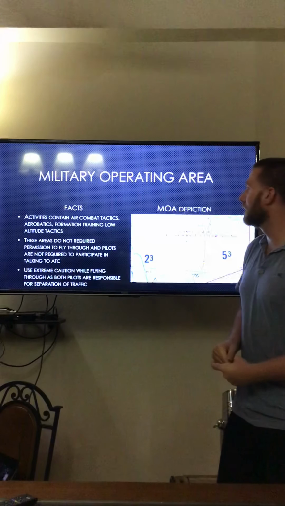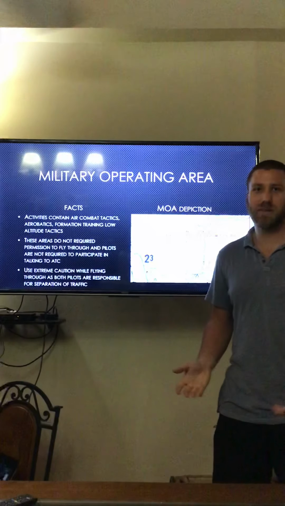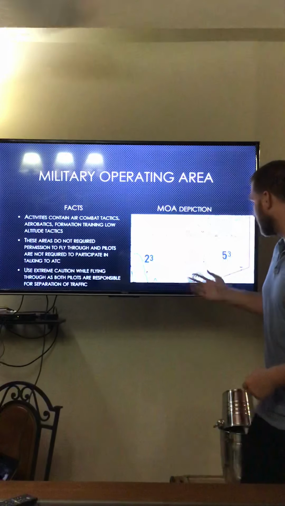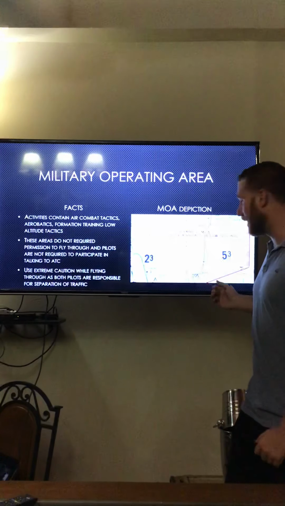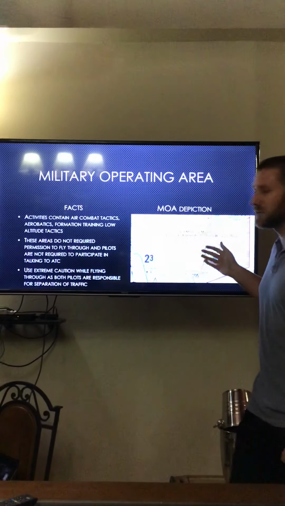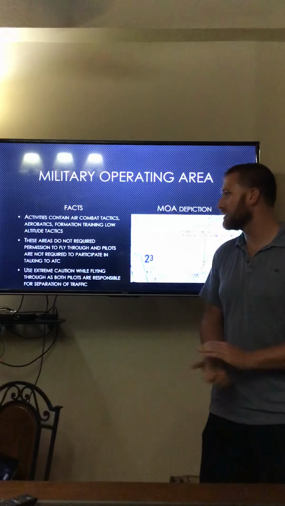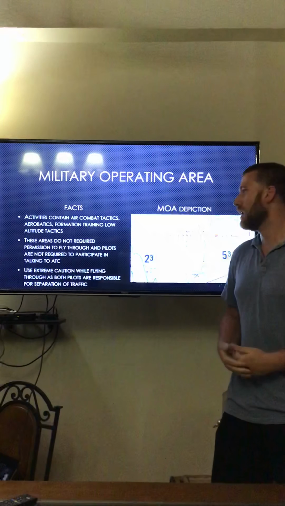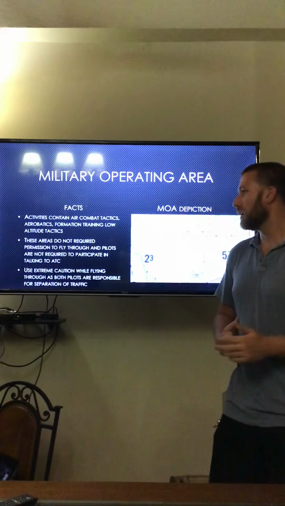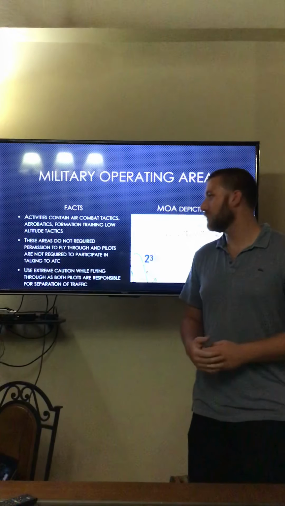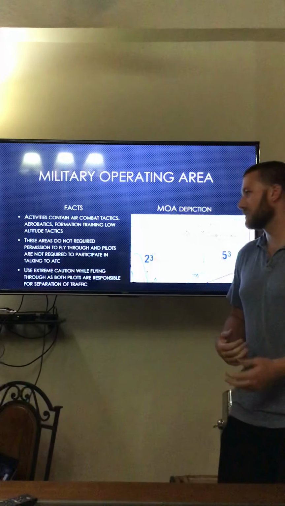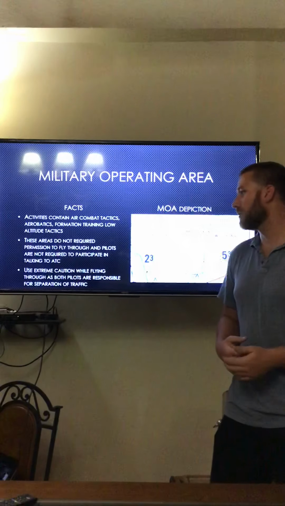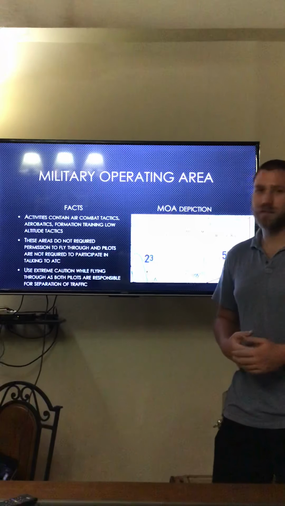The next one we have is the military operating areas, MOAs. We see these a lot on the sectional charts. I'm pretty sure everyone's aware of MOAs. Here on the sectional chart, it will be a magenta line with the hash marks depicting where it is on the sectional chart. And the facts is activities contain air combat tactics, can be training for low altitude tactics and aerobatics. These areas do not require permission to fly through, but pilots are required to participate in talking to ATC.